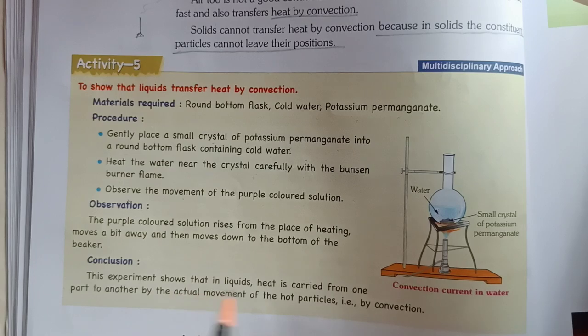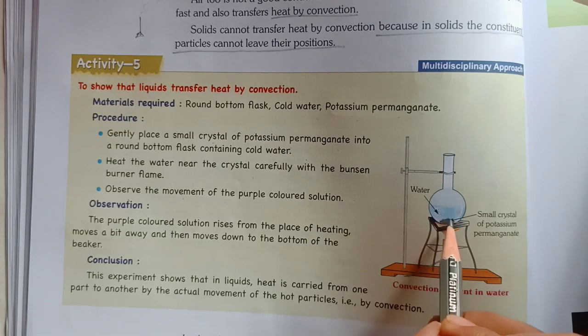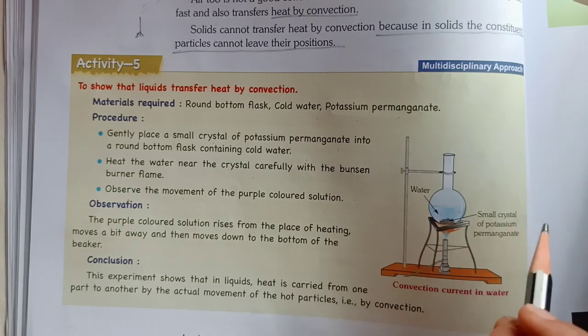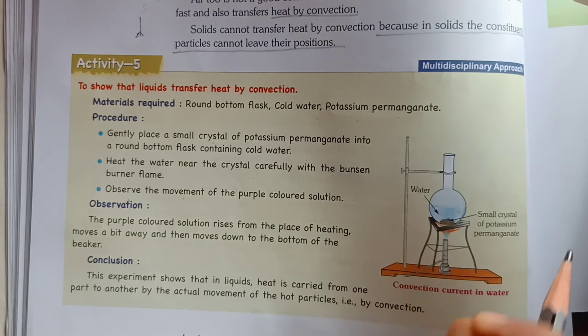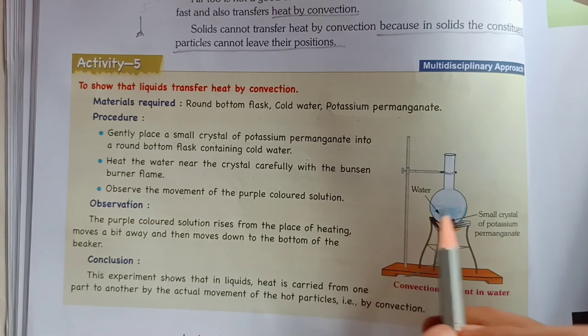Conclusion: this experiment shows that in liquids heat is carried from one part to another by actual movement of the hot particles, that is by convection. Means this potassium permanganate crystals will release the color, and when the particles or the color get mixed with water and heated by the application of this heat, it will go to the top and the top molecule of water will come down. Like this, gradually the mixing of the potassium permanganate color in the entire round bottom flask will occur. So this is the process.